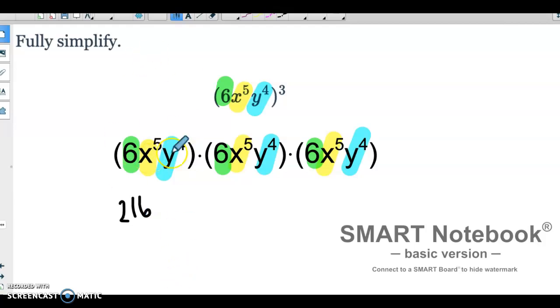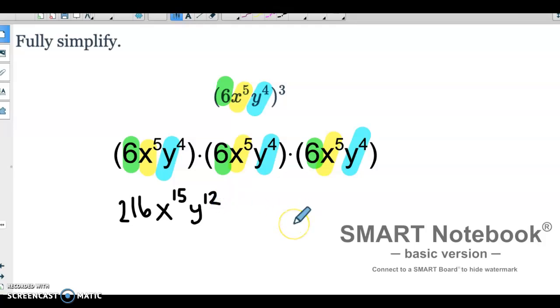All right, now we're going to look at our x's. So remember, multiplying exponential expressions with the same base, you keep the base, the x is the base, and add the exponents. So 5 plus 5 is 10, plus 5 is 15. All right, same thing for the y's. Multiplying with the same base, you keep the base. So here, y is our base. Add the exponents. 4 plus 4 is 8, plus 4 is 12.